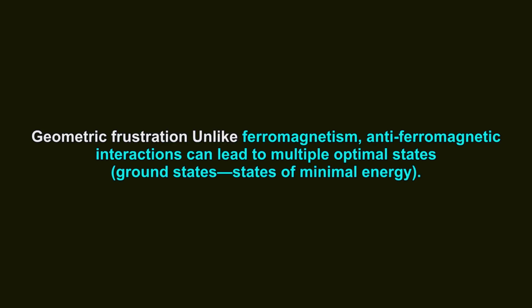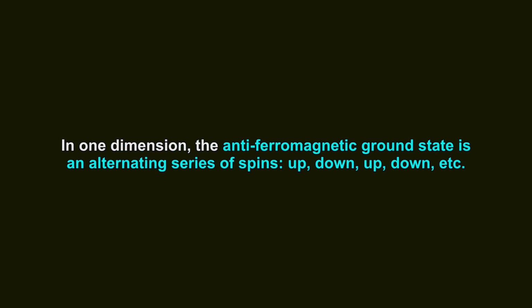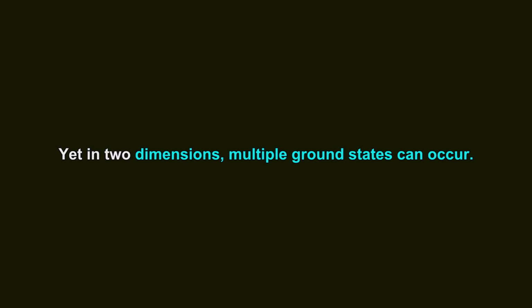Geometric frustration: unlike ferromagnetism, antiferromagnetic interactions can lead to multiple optimal states, ground states, states of minimal energy. In one dimension, the antiferromagnetic ground state is an alternating series of spins: up, down, etc. Yet in two dimensions, multiple ground states can occur.